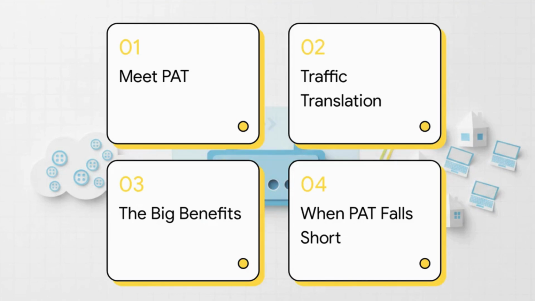To wrap our heads around this clever little solution, we're going to break this explainer down into 4 quick parts. First, we'll meet PAT. Second, we'll look at how PAT translates traffic. Third, we'll cover the big benefits. And fourth, we'll talk about when PAT falls short.